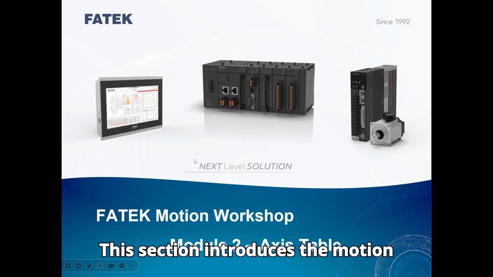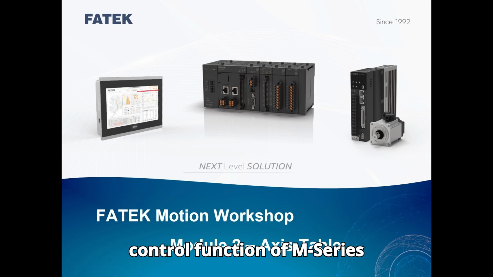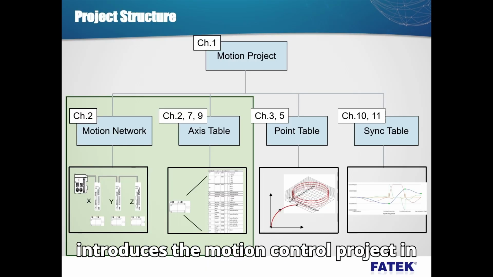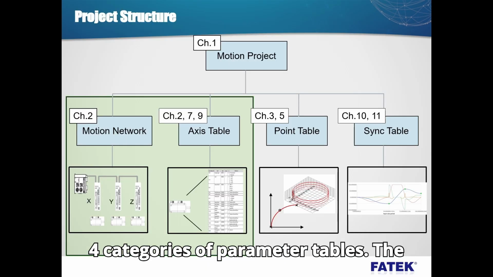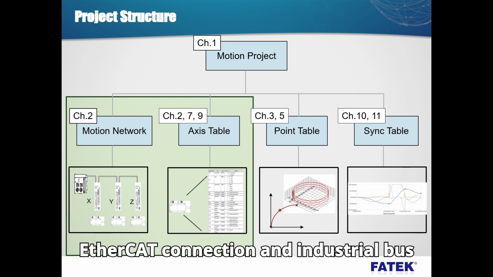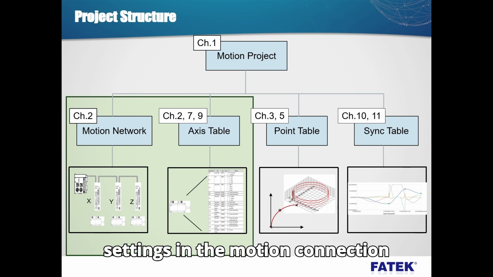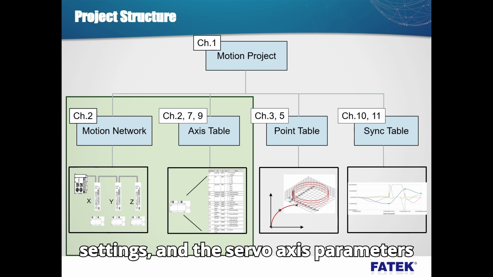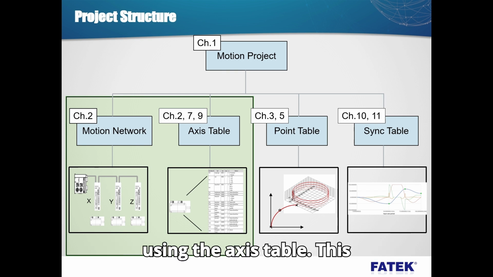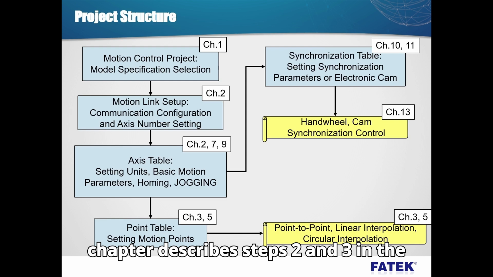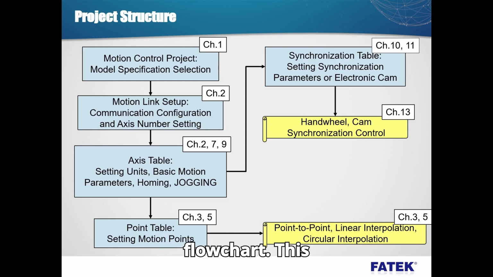This section introduces the motion control function of M-Series PLC. This chapter introduces the motion control project in 4 categories of parameter tables: the EtherCAT connection and industrial bus settings in the motion connection settings, and the servo axis parameters using the axis table. This chapter describes steps 2 and 3 in the flowchart.